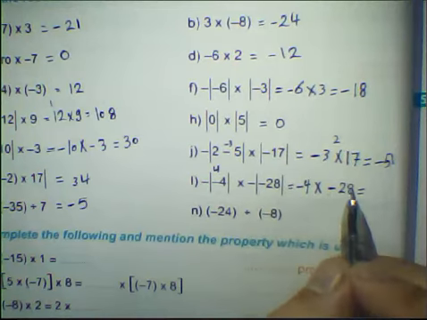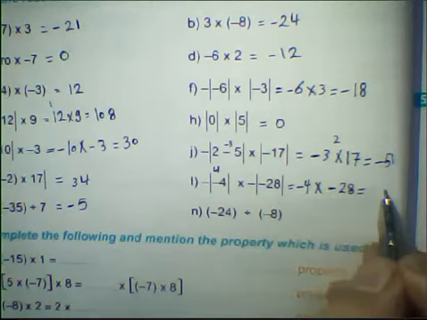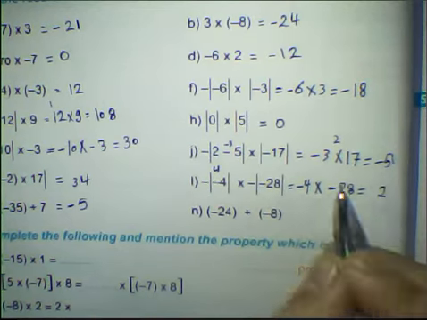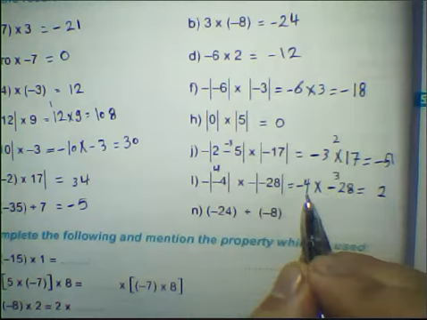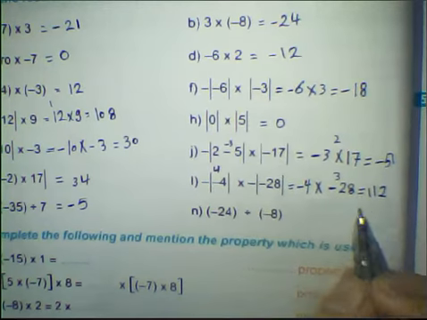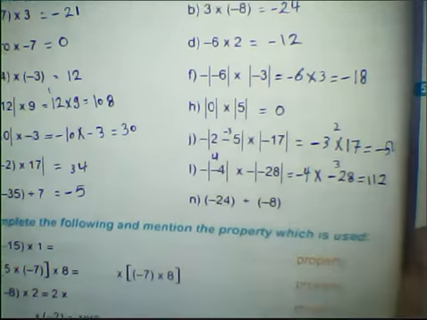4 times 8 equals 32. 2 and carry out 3. 2 times 4 equal 8. 8 plus 3 equal 11. So the result will be 112.